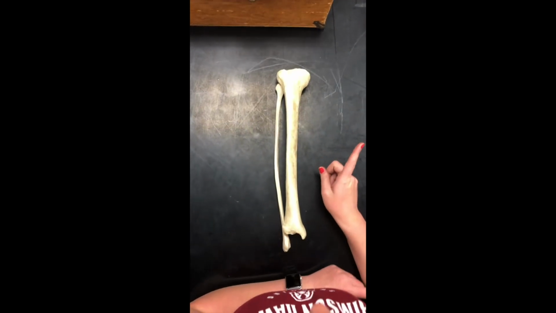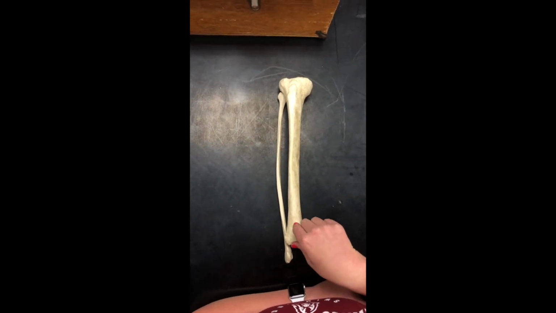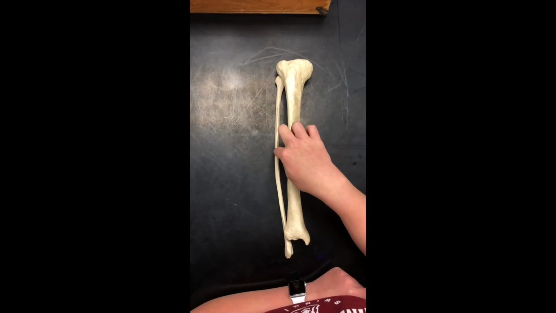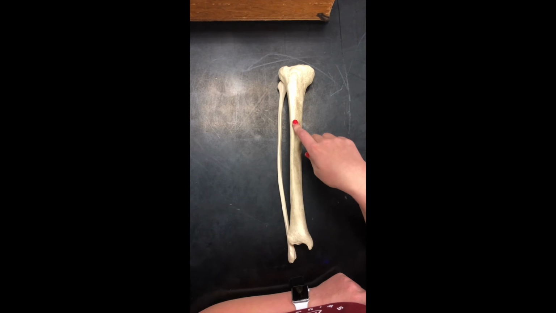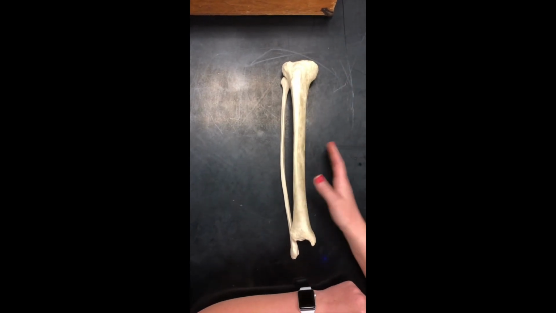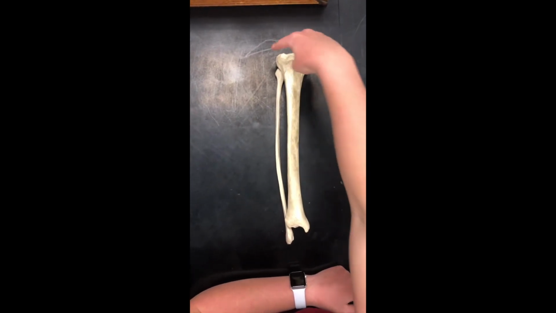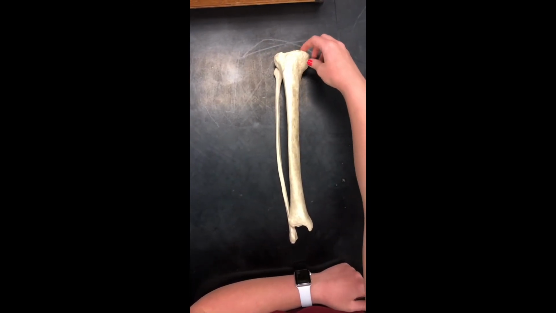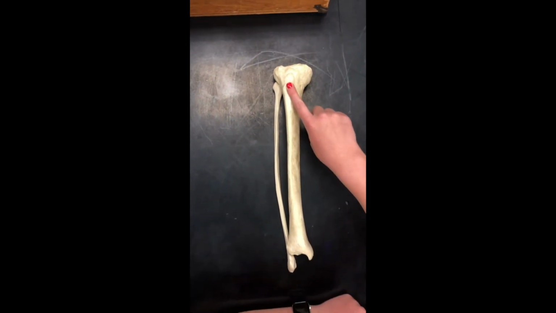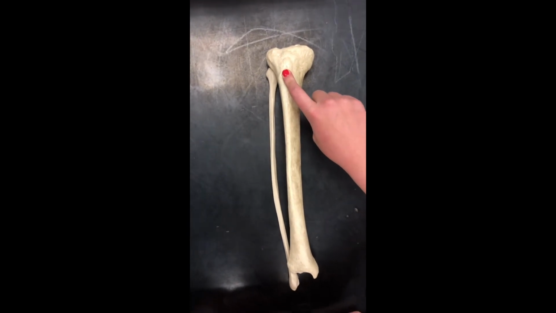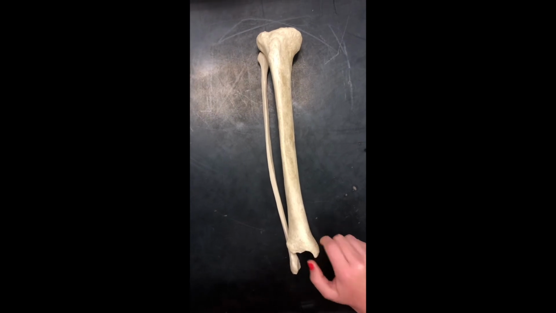Okay, so here we're looking at the tibia and the fibula. This is the anterior view of a right tibia and a right fibula. The fibula is on the lateral side in comparison to the tibia. And then the tibia would be on the medial side. So we have the medial and lateral condyles up here at the top of the tibia. And right here, this little notch in the middle is the tibial tuberosity.